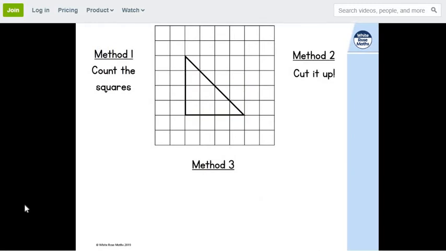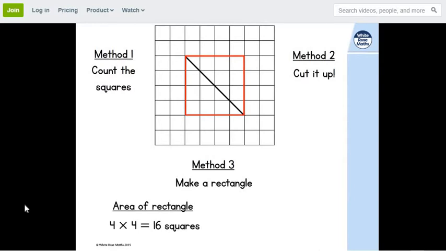So we've got 2 methods in the bag. What about a third one? I like to call it make a rectangle. So if we make a rectangle, in this case a special type of rectangle called a square, around the triangle, we can find out the area of the rectangle by thinking length times width, which is 4 times 4, or 16 squares. And I can think of the relationship between the area of that triangle and the area of the rectangle. I can see the area of the triangle is half of the area of the rectangle. So to calculate, I could do 16 divided by 2, which gives me 8 squares as well.